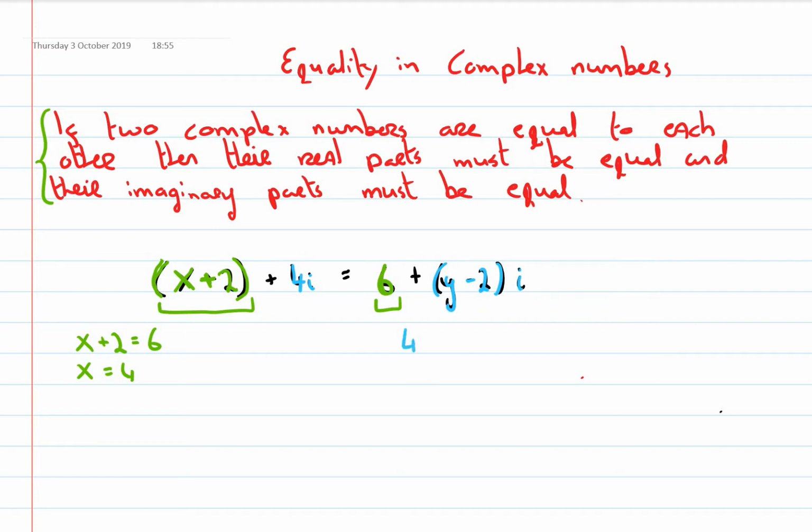So that means 4i is equal to (y - 2) multiplied by i. Now, when we're doing the imaginary parts, we can drop all the i's. So really what we have is 4 = y - 2. We can drop the i's. So that means y = 6.